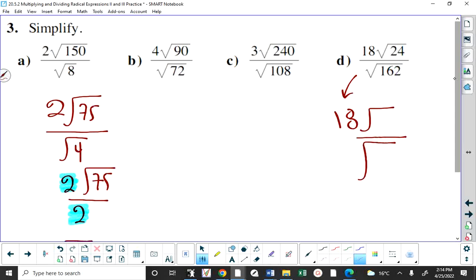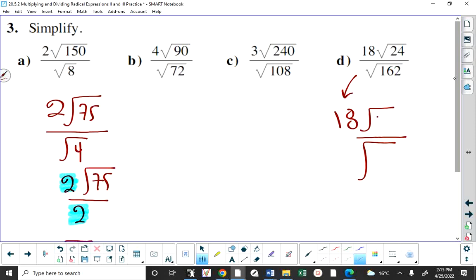Does 24 over 162 reduce down? In other words, we're going to divide the radicands, and they definitely reduce down. 12 over 81. Don't let me do all the math. 12 over 81, I think, can divide the top and the bottom by 2.